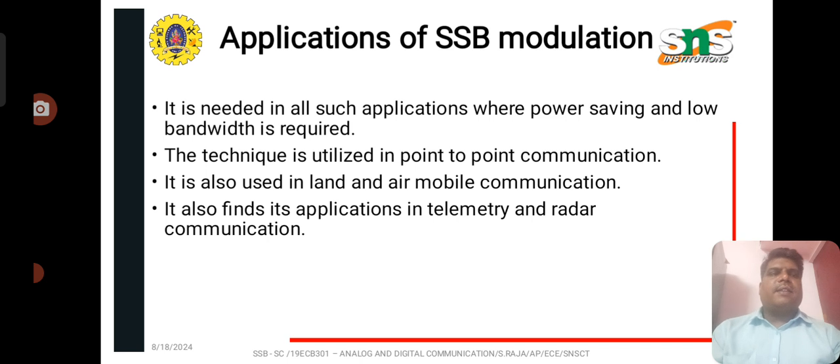Applications of SSB modulation: it is needed in all such applications where power saving and low bandwidth are required. This technique is utilized in point-to-point communication. It is also used in land and air mobile communication. It also finds its application in telemetry and radar communication.